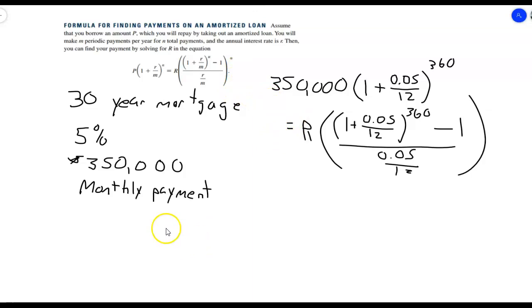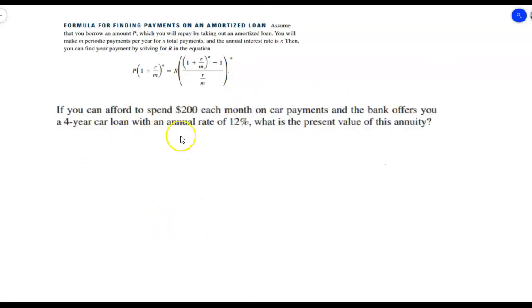All right, let's take a look at one more question here. Okay, this one says, if you can afford to spend $200 each month on car payments, and the bank offers you a 4-year car loan with an annual rate of 12%, what is the present value of this annuity? And another way to say this is, what price car can you afford? That's kind of what it's asking here. You can afford to spend $200 a month. You find a place that does 4-year car loans for 12% interest, and what is the maximum value of the car that you can buy? And that would really be kind of like the loan amount, but it's P in this case.